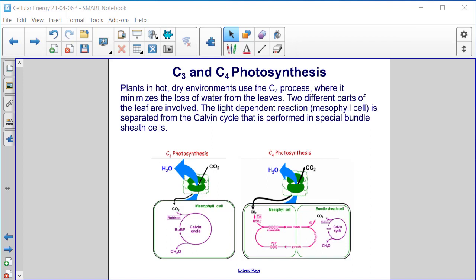Plants in hot, dry environments use the C4 process here, where it minimizes the loss of water from the leaves. Two different parts of the leaf are involved. The light-dependent reaction, the mesophyll cell, here, is separated from the Calvin cycle that is performed in a special bundle sheath cells.